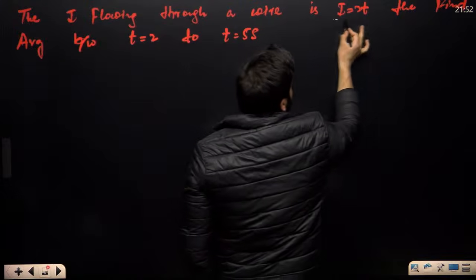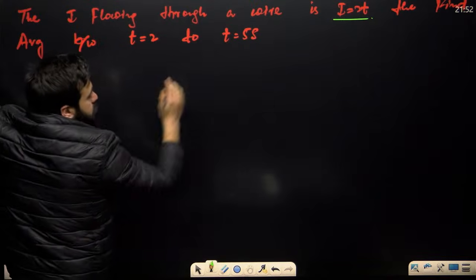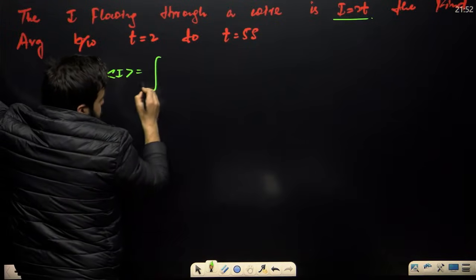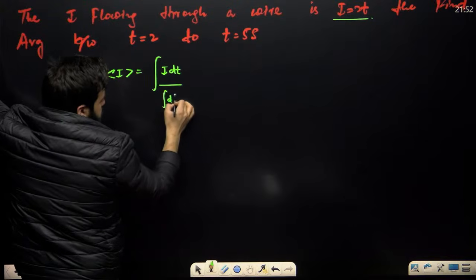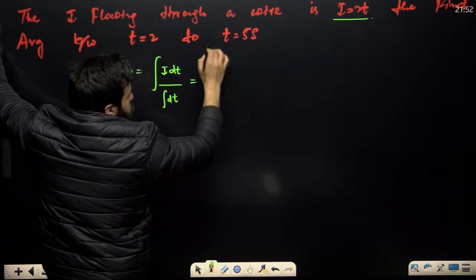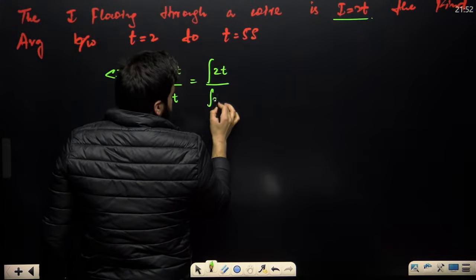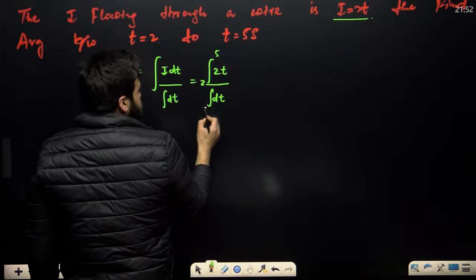Like, let's suppose you have this question. Current is flowing through a wire, this. Find the average between t equal to 2 to t equal to 5 seconds. How do you find the average of current? Listen carefully. Integration of I dt upon integration of dt. Integration of I. What is the value of I? That is 2t. Upon integration of dt. From where to where? 2 to 5. So this is 2, this is 5.